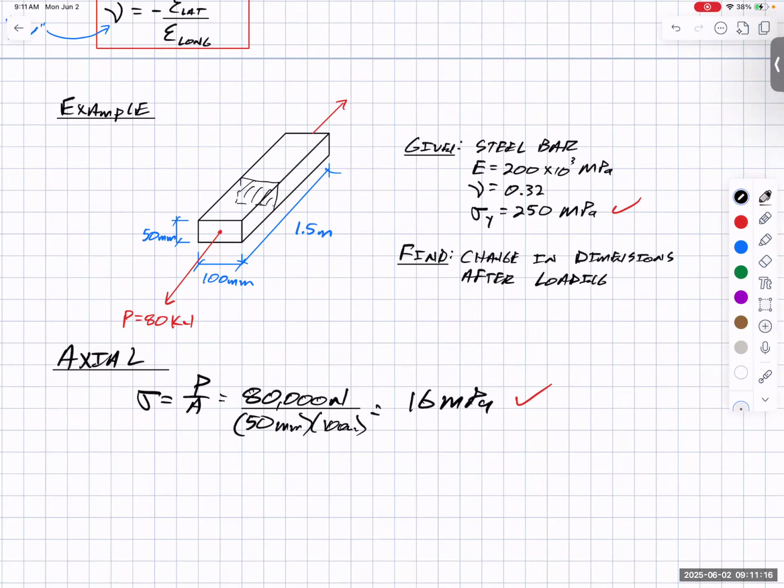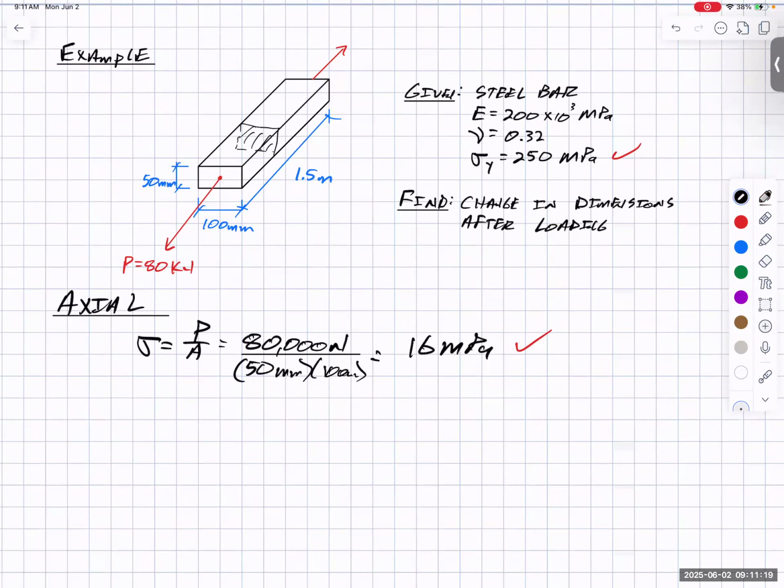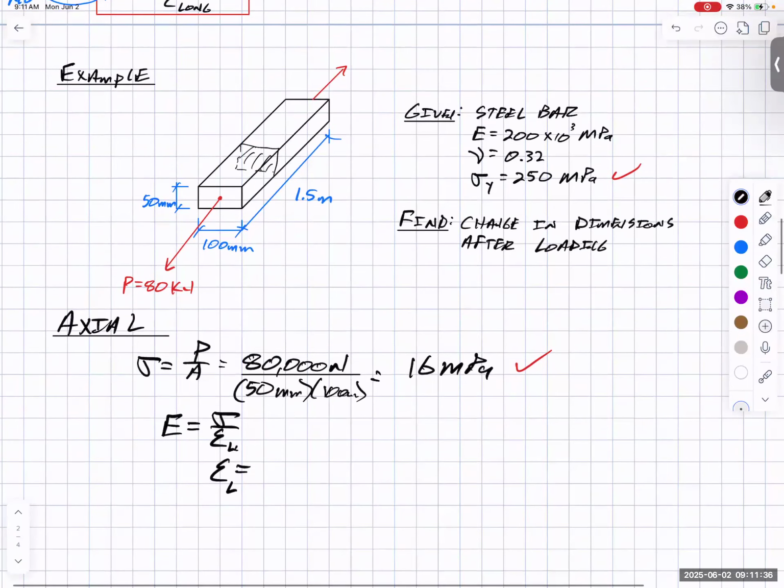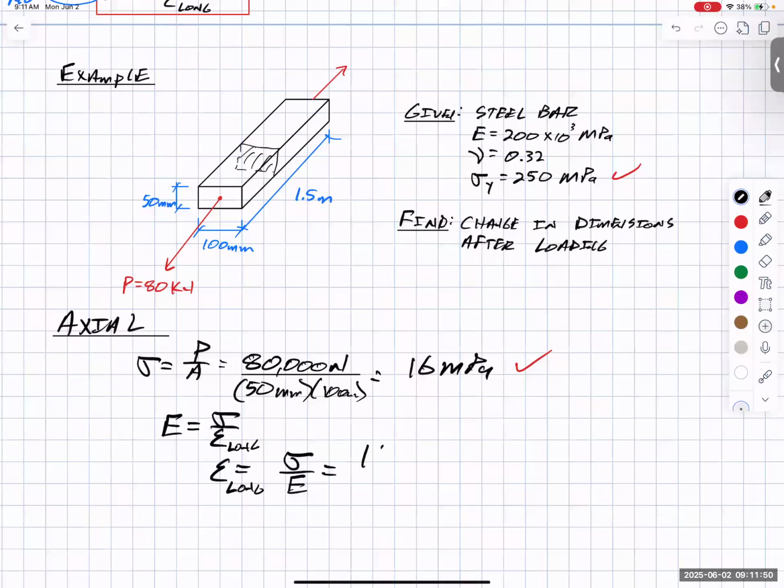So we end up with sigma is P over A, which gives us 16 megapascals. And we have our relationship between stress and strain with our modulus of elasticity, which is equal to stress over strain. So I can arrange that and say that my longitudinal strain, because now that we're talking about longitudinal and latitudinal, I shouldn't use L because they're both L. Longitudinal strain, rearranging that equation, is equal to the stress over the Young's modulus. So we have 16 megapascals over our E value for steel, which is 200 times 10 to the third. That's also megapascals, so our units work out because we want a unitless value for our strain.